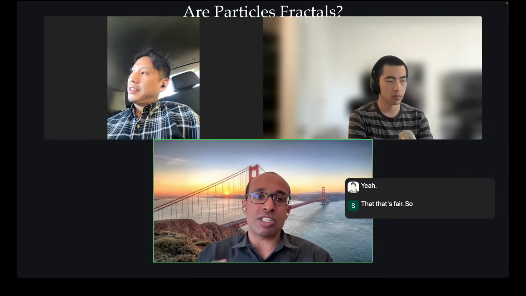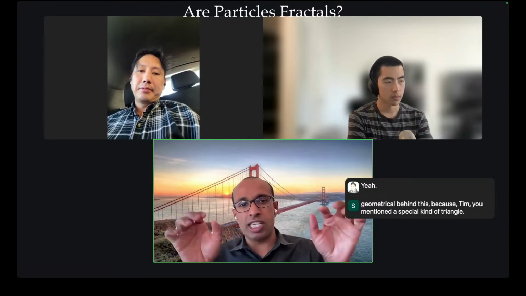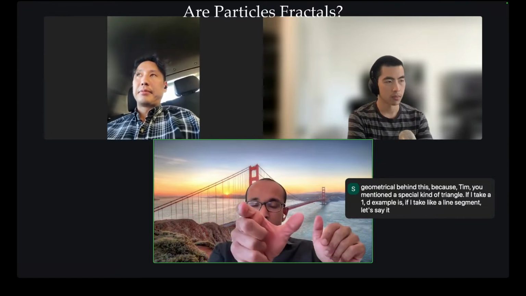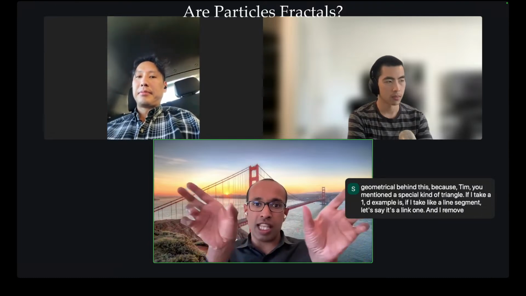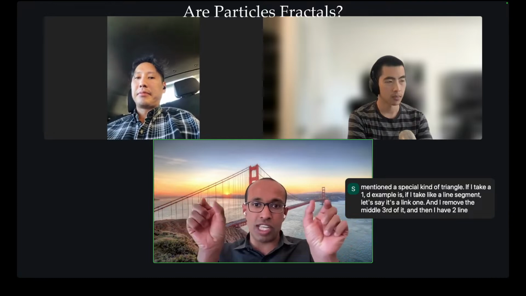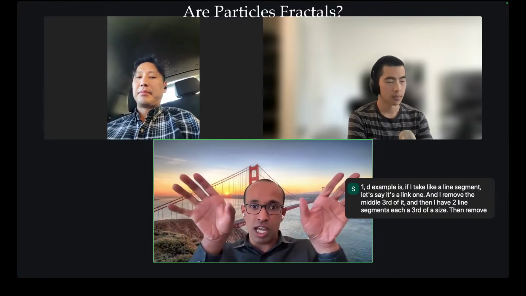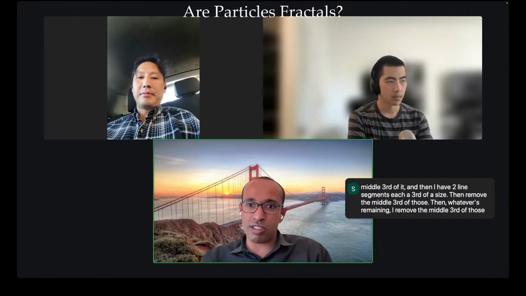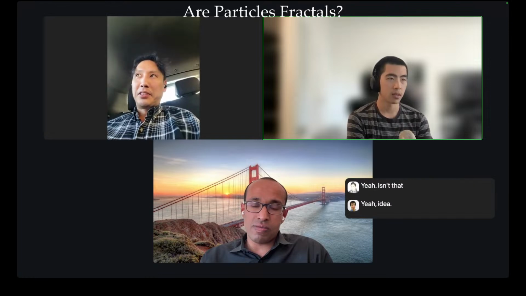That's fair. So one question I want to ask, just to give a bit more geometrical intuition behind this, because Tim, you mentioned a special kind of triangle. If I take a 1D example, a line segment of length 1, and I remove the middle third of it, then I have 2 line segments, each a third of the size. Then I remove the middle third of those, and then whatever's remaining, I remove the middle third of those. Would that be a fractal-like structure? Yeah. Isn't that a one-dimensional Sierpinski carpet?